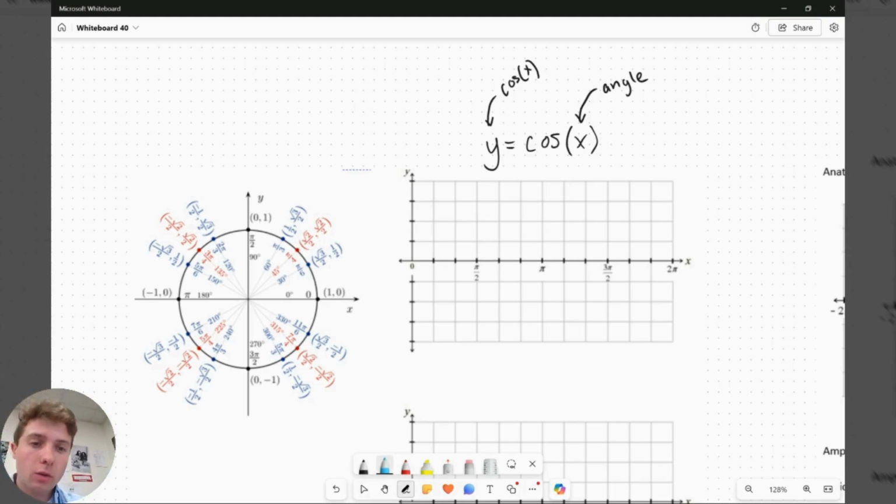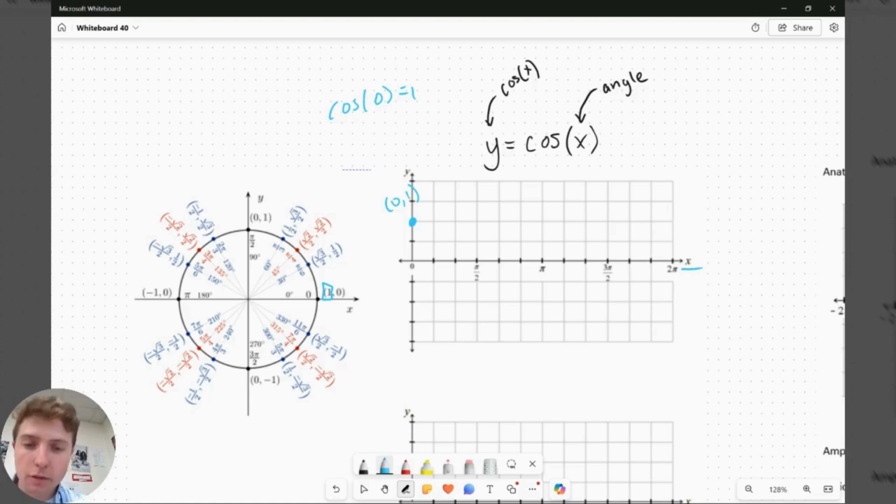So if I want to start with this, let's look at cosine of some angle. The x values are the angles here. So if I have cosine of 0, well, 0 degrees gives me the x value of 1. So we get the coordinate (0, 1) there.